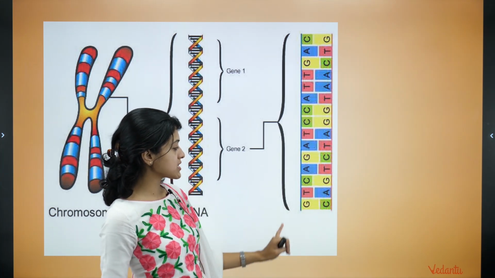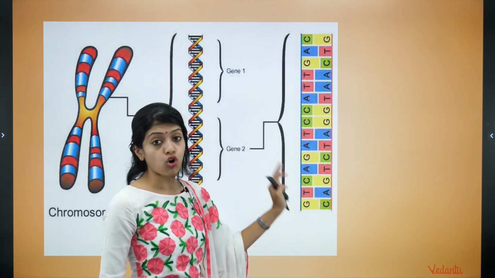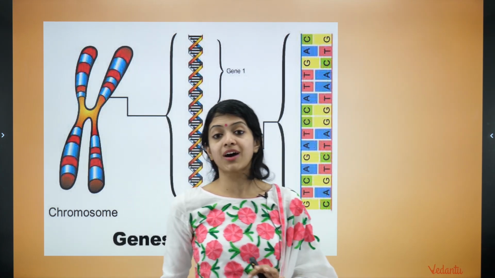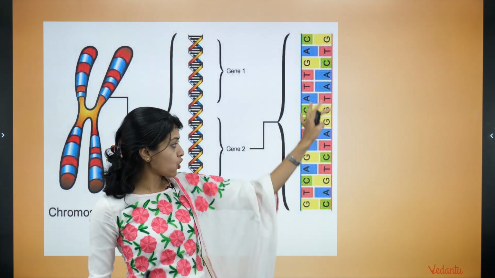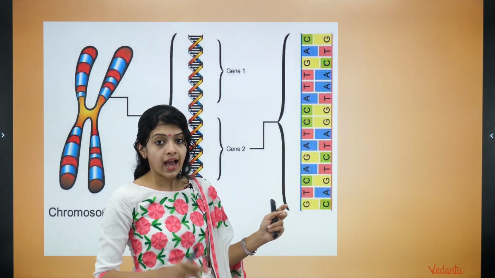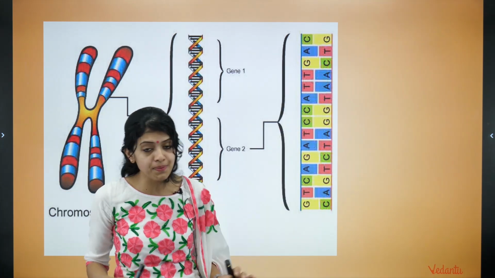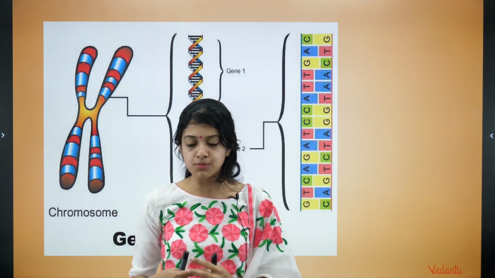G is always pairing with C, and that way you should be able to write what the sequence of the opposite strand would be. Perhaps this is not very important as far as your 10th standard board exams are concerned, but if you practice a lot of these base pairings and predicting the sequence of the opposite strand, if you are given this particular strand, I'm sure you will never forget the rules of DNA base pairing.